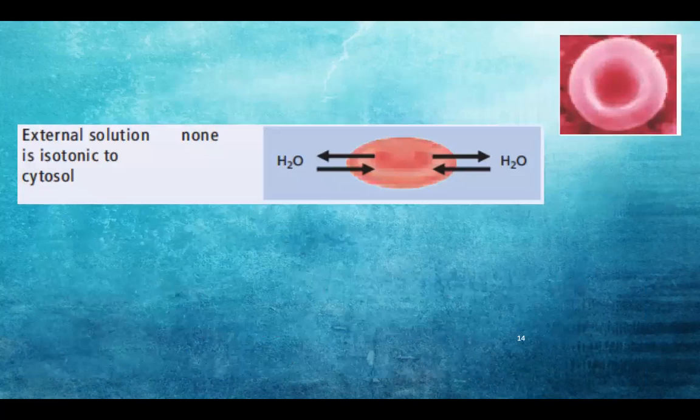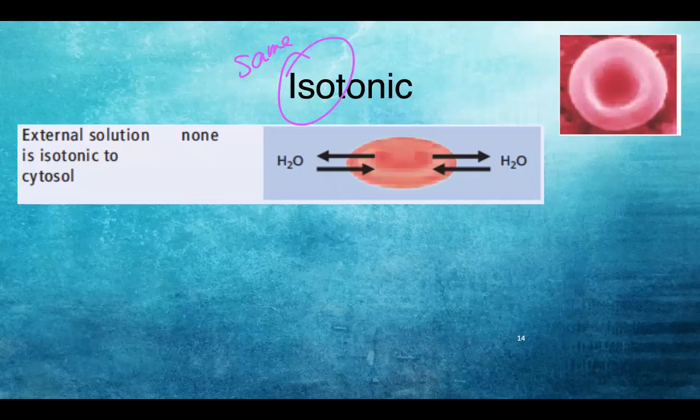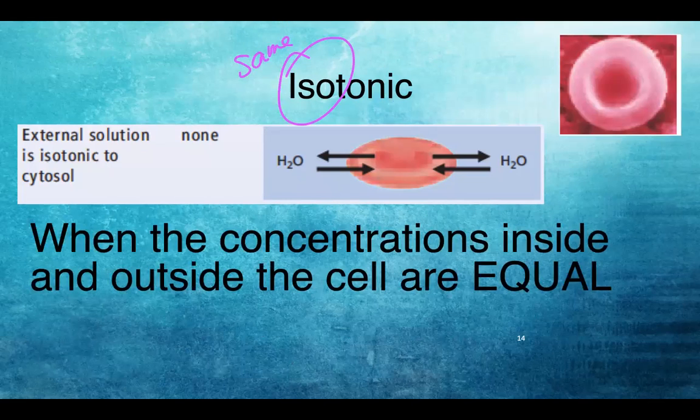So the first type of solution that I want to talk about is where the concentration of solutes is the same on both the inside and the outside of the cell. This is called isotonic, iso meaning same or similar. Let's just go with same. So concentrations on the inside and outside are equal.